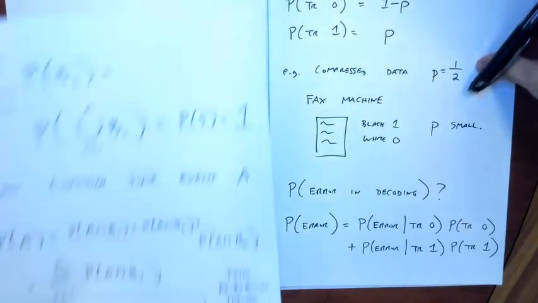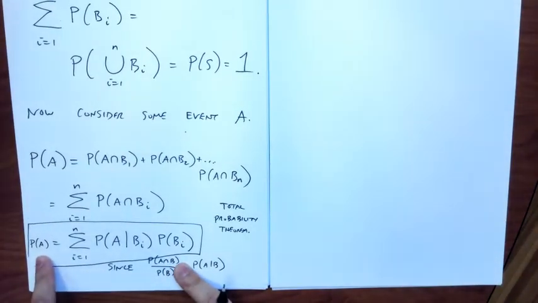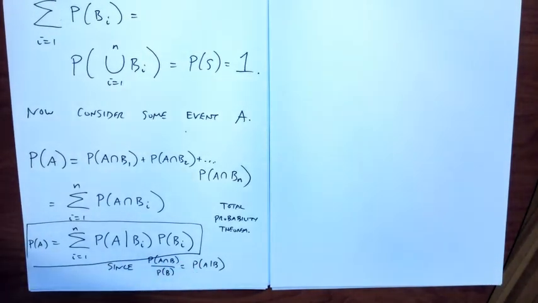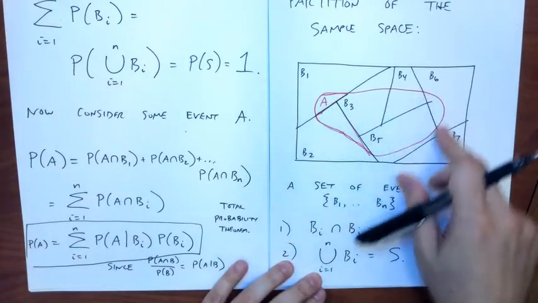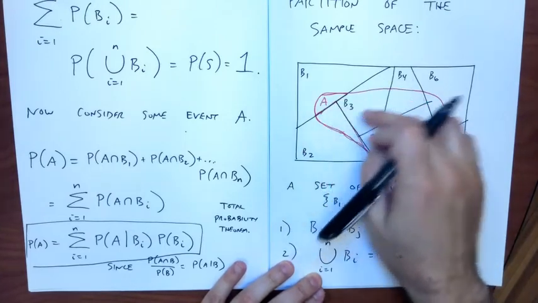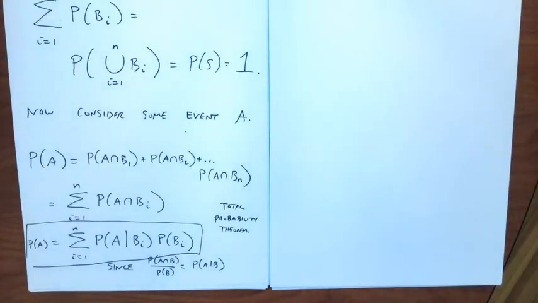So let's go back to this, right? This is the key idea that the probability of one event, and that's what this picture here is. It's like saying the probability of the red thing is the probability of each of the pieces. Now, in my case, I've only got two pieces: either I transmitted a 0 or I transmitted a 1. So there's only two cases.